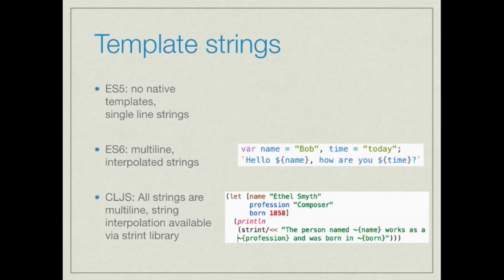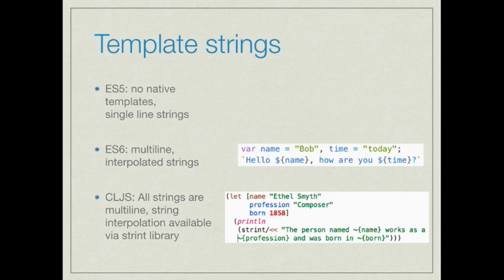Template strings, this is where you interpolate values into strings. JavaScript 5 doesn't really have them, and you only have strings over a single line. ES6, the next version, will let you have multi-line strings, like this one here. You can have \n inside a string if you want, and also interpolate values in there. So you have hello $name for a variable called name, hello $time for a variable called time.